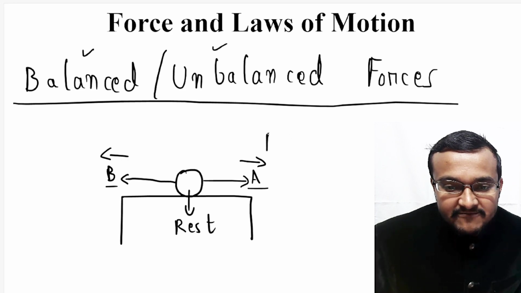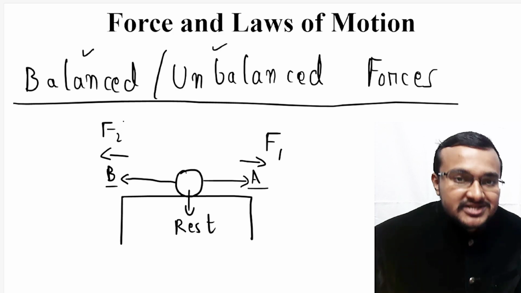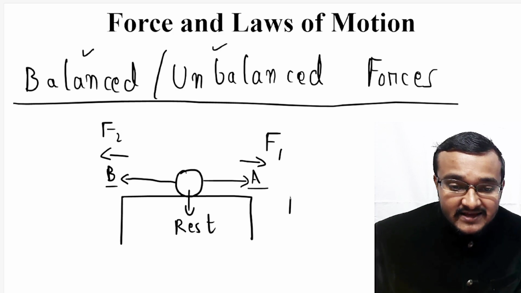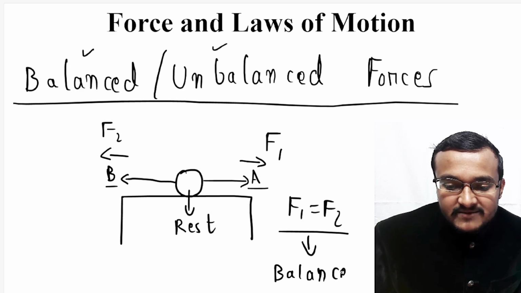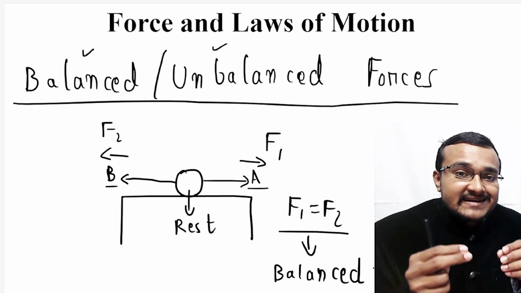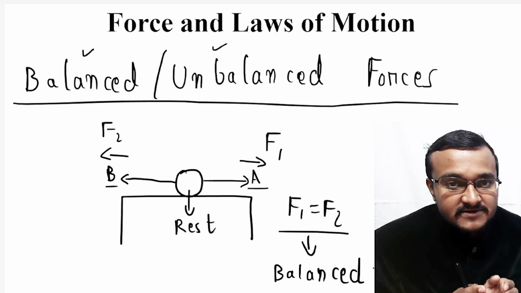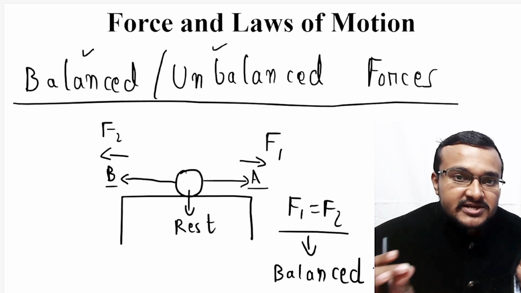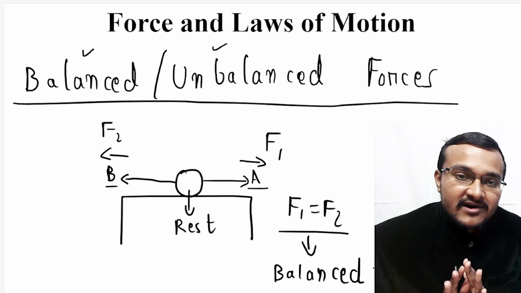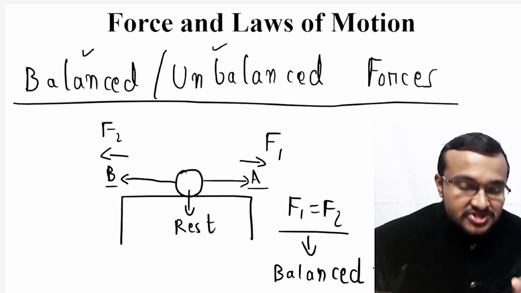So if you are applying F1 force at A and F2 force at B in opposite directions, and if this F1 force is equal to F2 force, then this can be known as balanced force, because here both the forces are acting in opposite directions and the magnitudes of both forces are equal to each other. Since you are applying the same amount of force on either side in opposite directions, this object remains in the state of rest. It cannot move because both the forces are equal and opposite to each other.